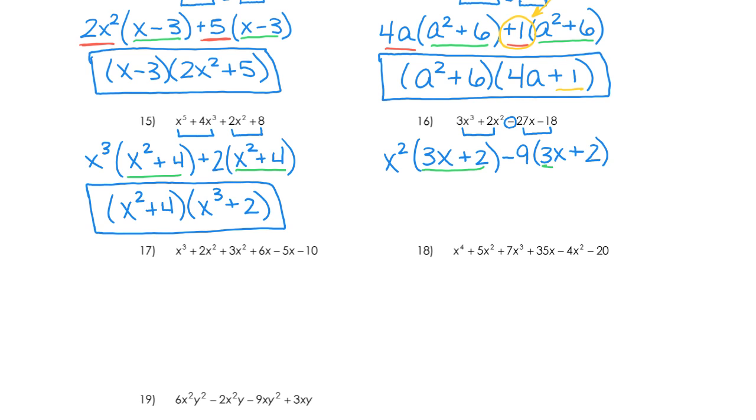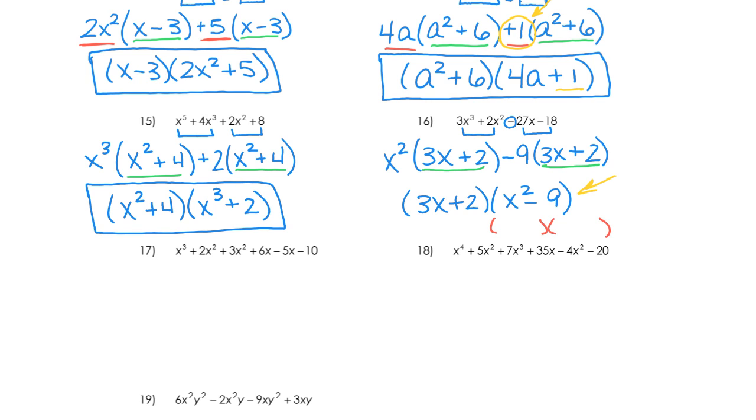Again, these match. So 3x plus 2 is my first factor. Guys on the outside, squish them together for my second factor. And this is something we're going to have to start watching out for. This factor right here, x squared minus 9, do you recognize it? It's a difference of two perfect squares. And because I can go ahead and factor it, I have to.